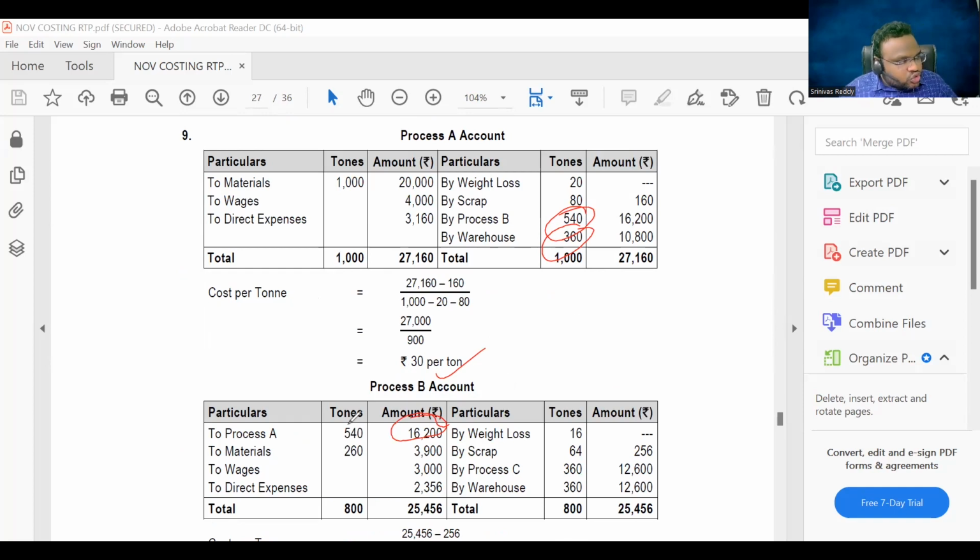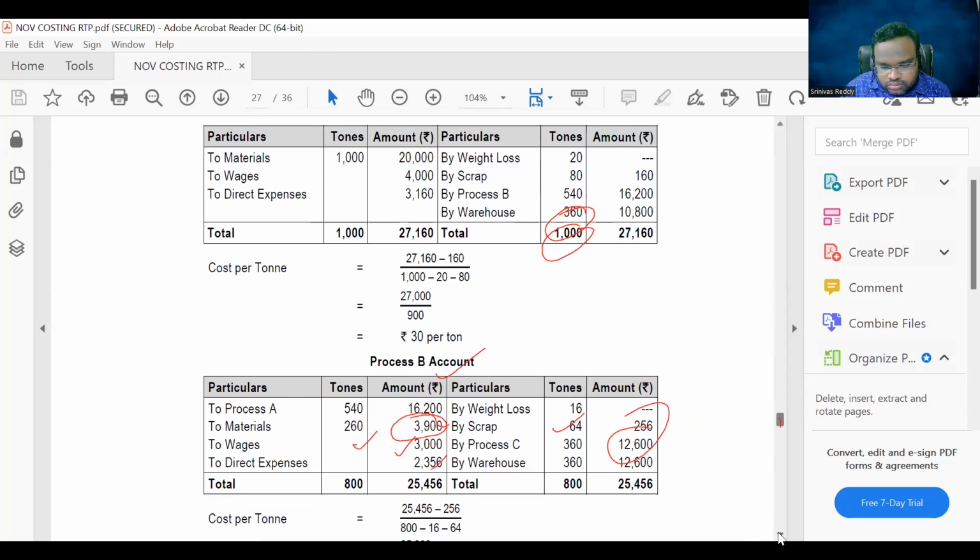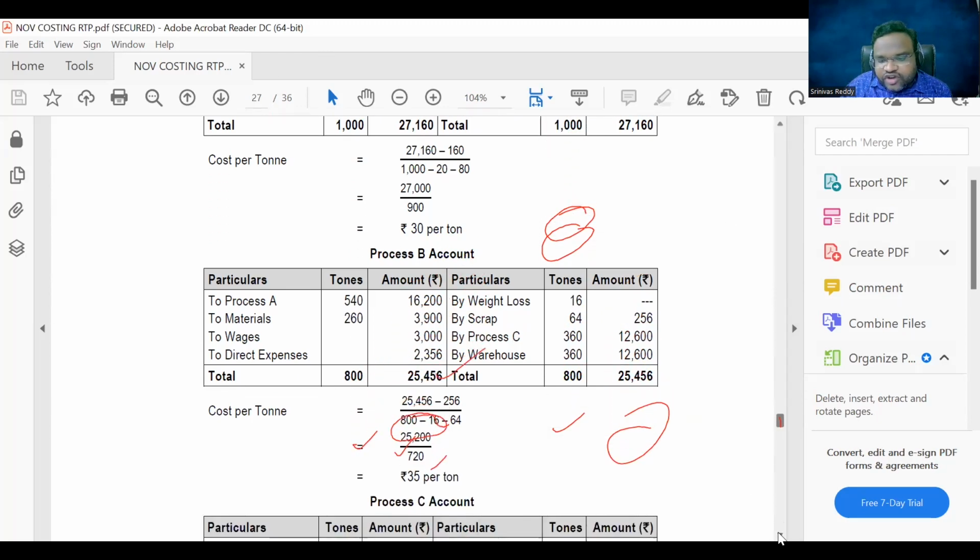Again, your materials use 260 tons into 15. So new input 260 into 15, that is 3,900. Again, you have direct wages and direct expense. You will reduce weight loss and you will find out the loss. So you'll get 35 rupees per ton.